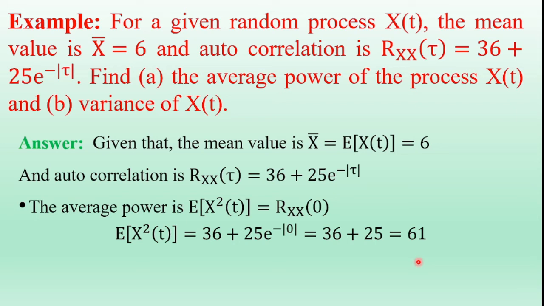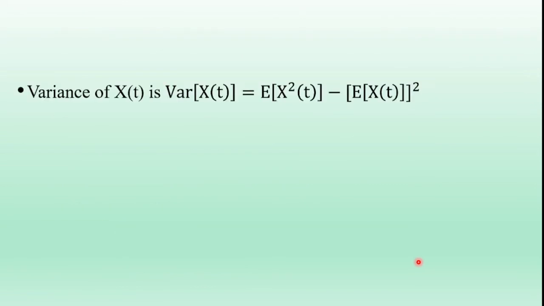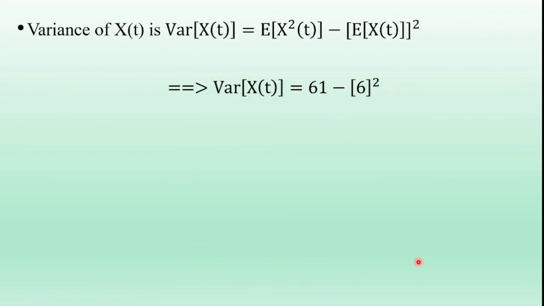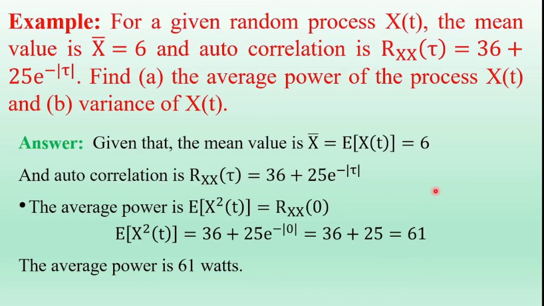So this is the value of the average power of the random process, or mean square value of the random process x of t. And this is the first part solution. And the second part solution is the variance of x of t. Before calculating the variance of x of t, first we can determine expectation of x of t, using properties of the autocorrelation function. Now here in the given data, expectation of x of t is there and its value is 6.